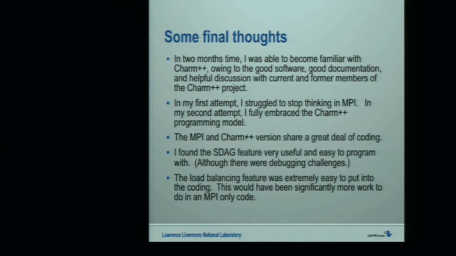That being said, the MPI and the Charm++ versions do share a lot of code. That's actually a big benefit, that Charm++ isn't a new language. It's C++ with extra stuff. So most of the DSD algorithm is identical between the two. Even a lot of the parallel data structures are similar between the MPI and Charm++ versions. So the conversion wasn't too hard to do.